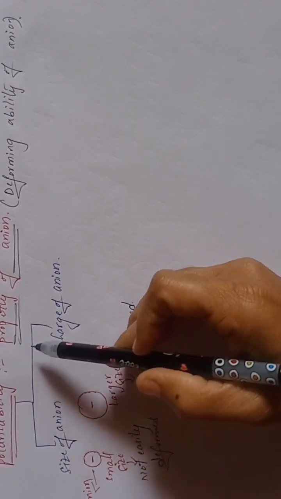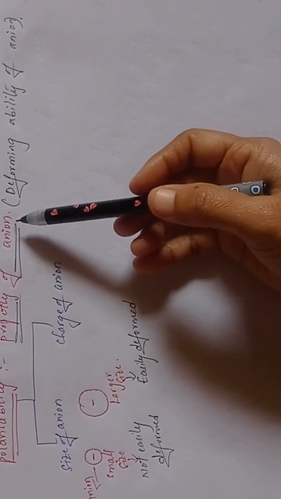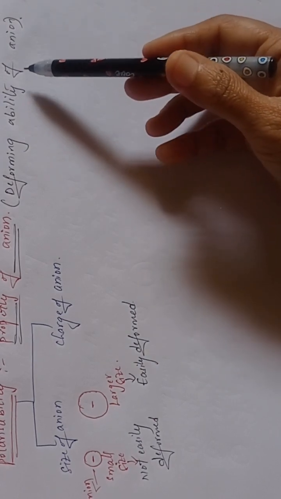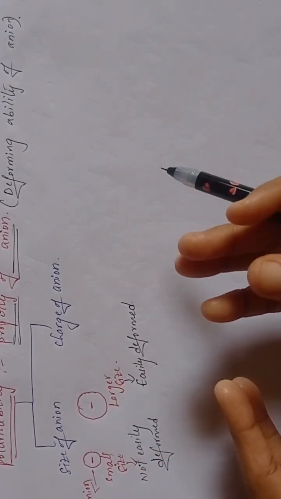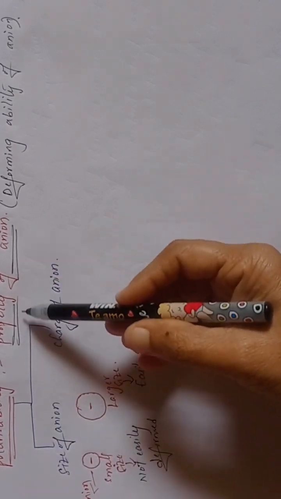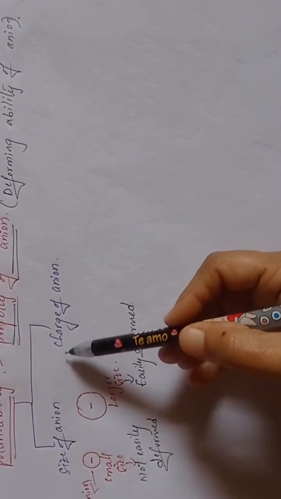See students, polarizability is a property of anion. That means what is the polarizability? Deforming ability of anion. That means there is a distortion in the electronic cloud of anion by the cation. That is nothing but polarization. So that means there is a distortion in the structure, a distortion in the electronic cloud. That is nothing but deforming ability of anion. It is a property of anion, depends on size of the anion and charge of the anion.